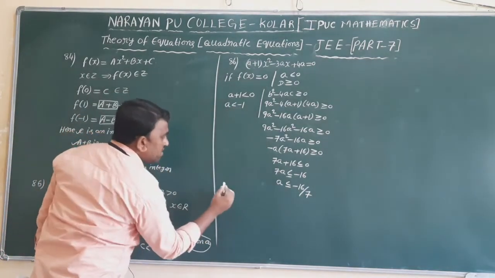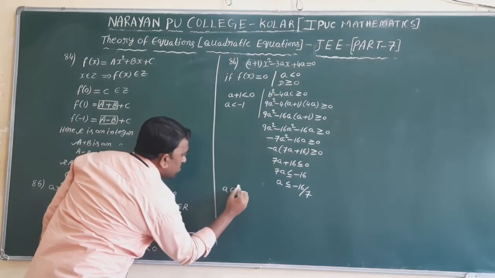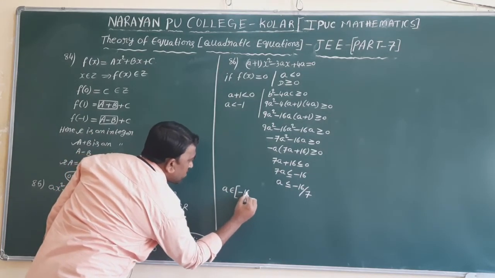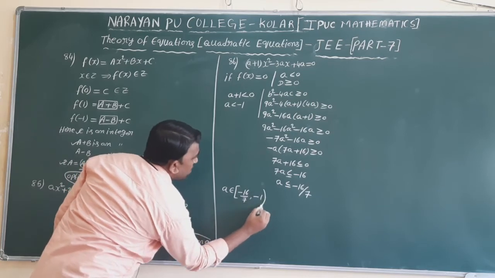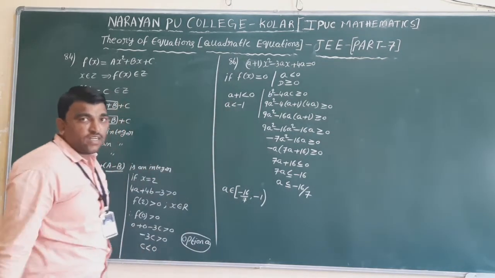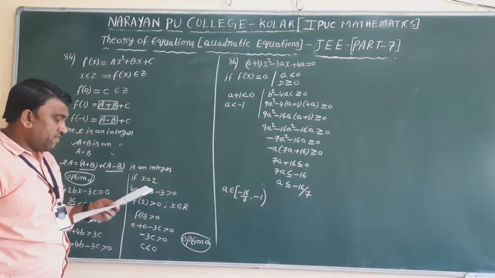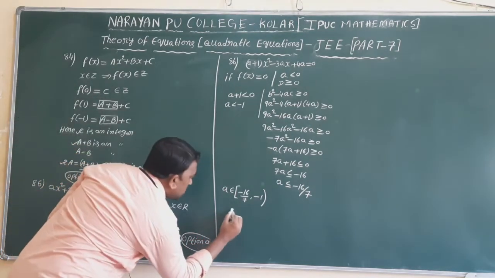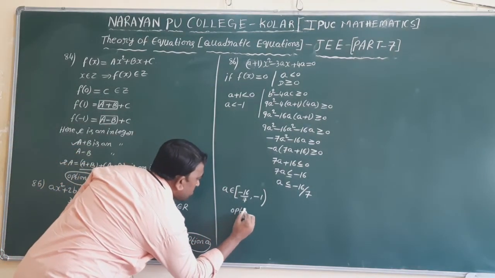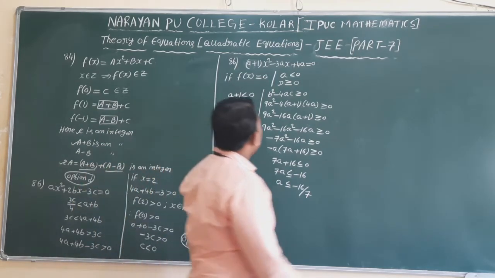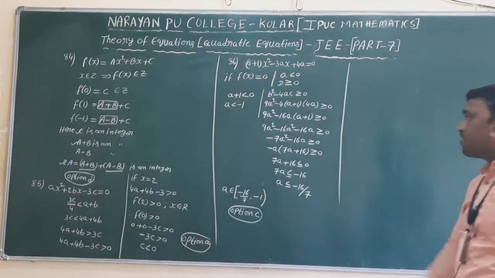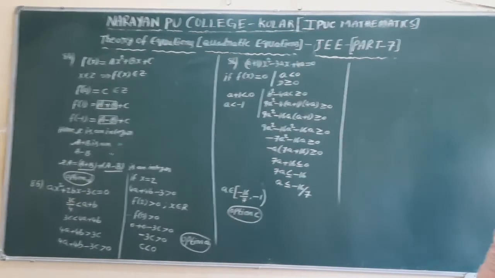But here equality is there. a belongs to the closed interval minus 16 by 7 comma minus 1 open interval, because here equality is not there. a lies in that interval. Option C is the correct one. And next question, question number 87.